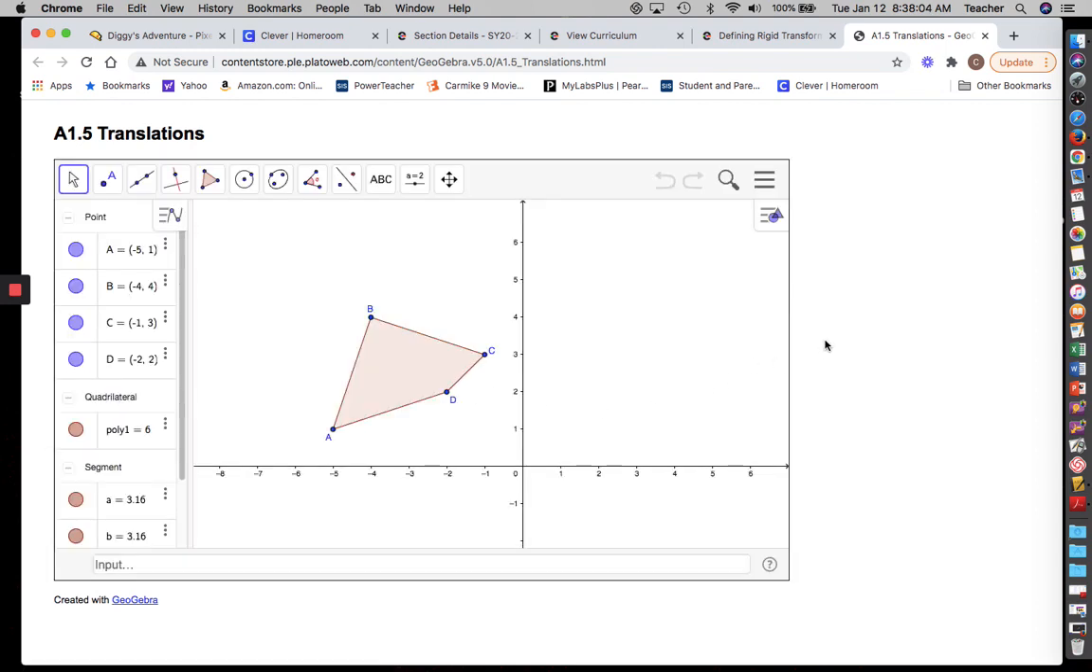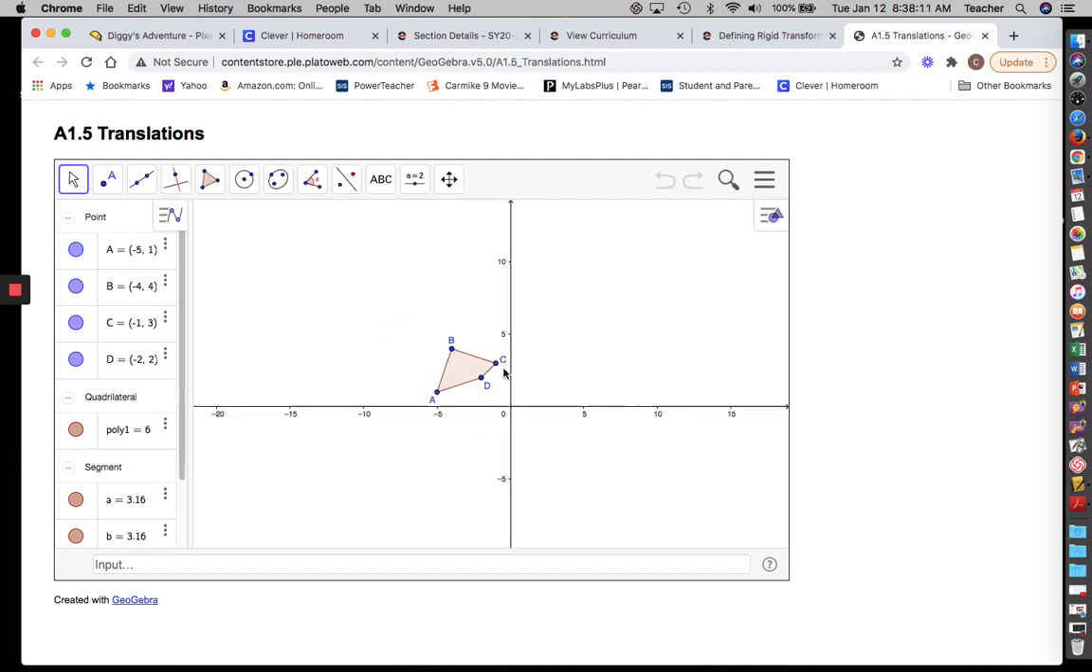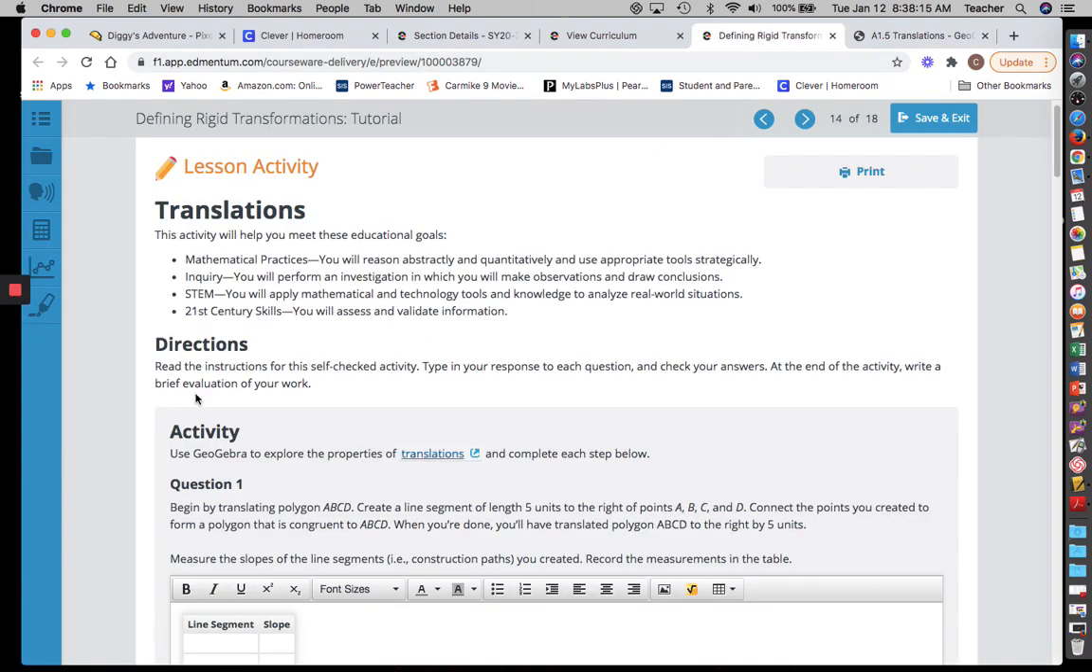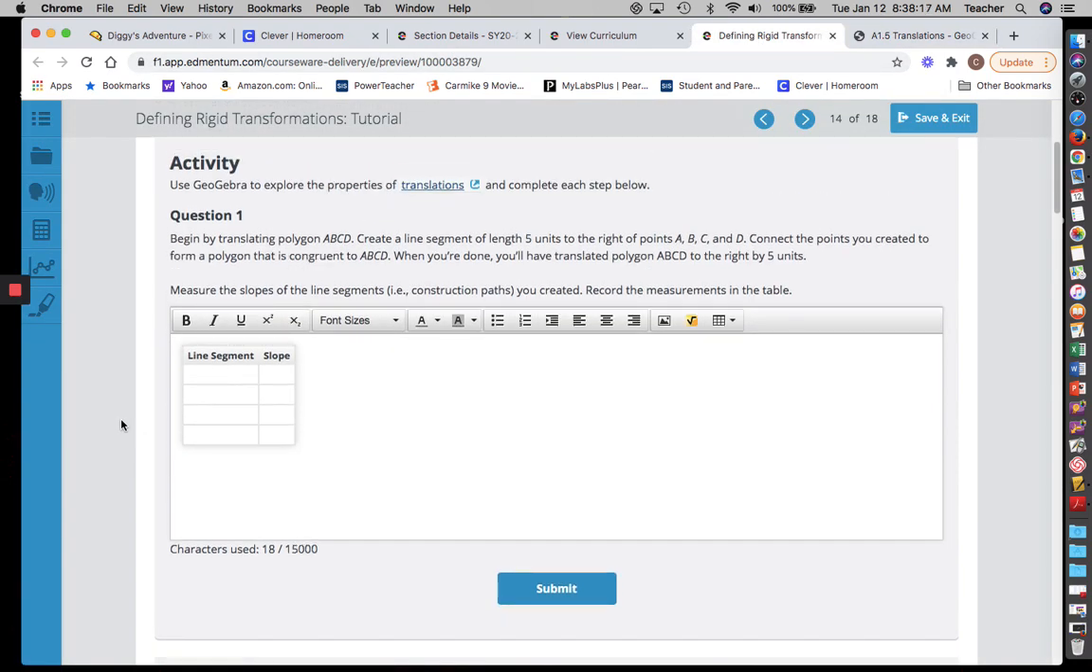So I clicked on my GeoGebra. Looks like we've got some kind of polygon. I don't see anything else going on. Let me back out. No, just a polygon. And looks like I'm probably going to shift this sucker somewhere. All right, well, let's see what I got.